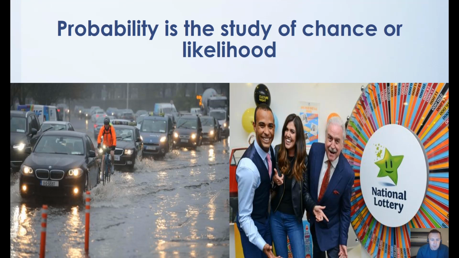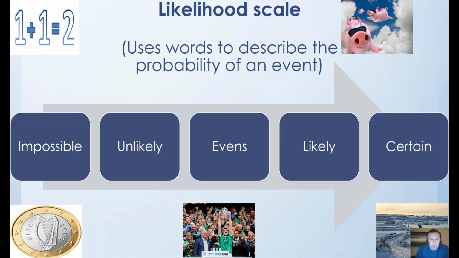So I want you to think about that for a moment and look at these two pictures. If you were to think tomorrow in Limerick, what is more likely? For it to rain or for you to win the lottery? So in probability, we use what's called a likelihood scale. And this uses words to describe the probability of an event happening.